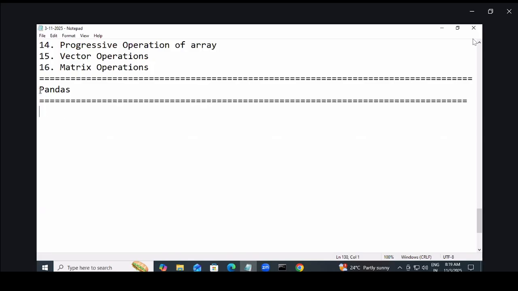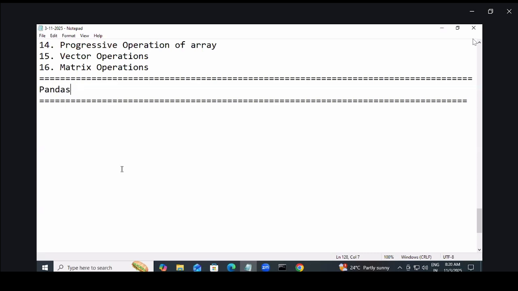Pandas. Pandas means Python data analysis, but some people say panel data system, or it can be Python data analysis. It is one of the powerful tools, and it is one of the powerful libraries which is used for data analysis or business analysis. Pandas is not only for data analysis, it is also used for data visualization also.